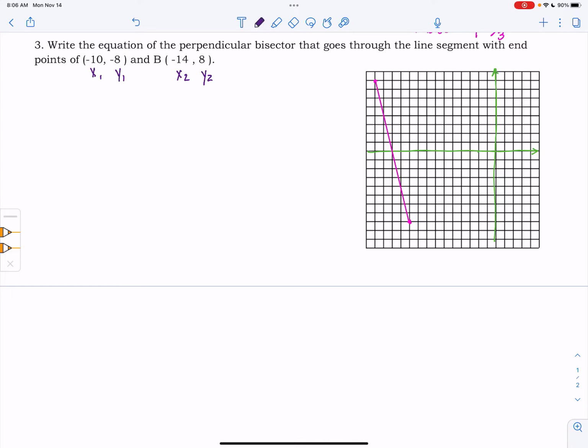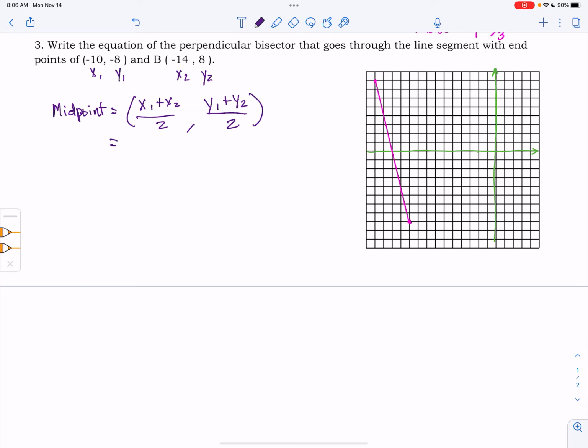All right, so a bisector means that this is a line segment that's going to cut this line segment right in the middle. So we know just from that point that we are going to need the midpoint. And remember that the midpoint formula is the average of the x's, so x1 plus x2 over 2, comma, the average of the y's, so y1 plus y2 over 2.